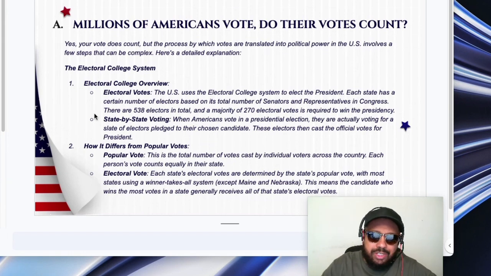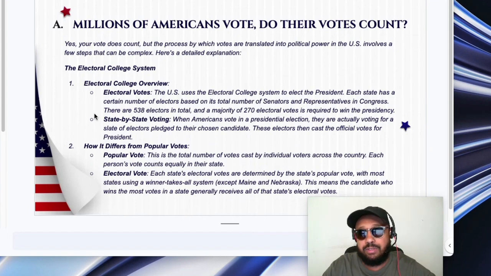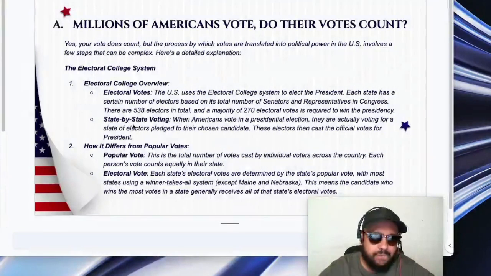The big question that many people have is, why do people vote for the president of the United States when the electoral votes trump people's votes? I hope that makes sense.